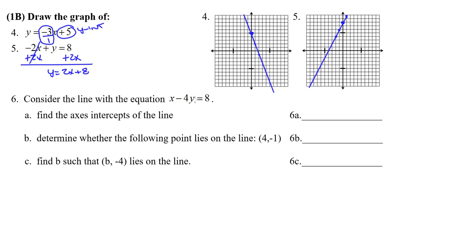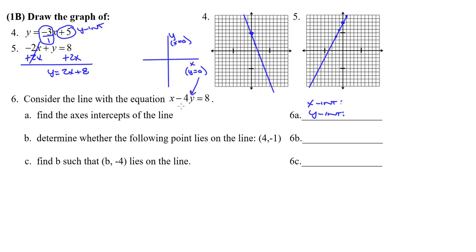All right, 6. Consider the line with the equation x minus 4y equals 8. Find the axes-intercepts of the line. So x-intercept and y-intercept. Now, really quick, here's our x-axis and here's our y-axis. All along the x-axis, we haven't gone up or down at all, so y equals 0 all along the x-axis. And all along the y-axis, it hasn't gone left or right, so x equals 0 all along the y-axis.